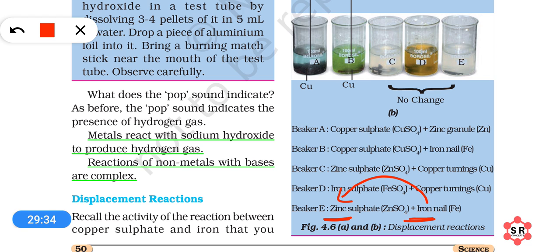So dear students, this is displacement reaction. The video has already been so long. I suggest that you read this portion of the NCERT textbook and make your proper notes. Try to make a table that shows the chemical properties of metals and the chemical properties of non-metals.